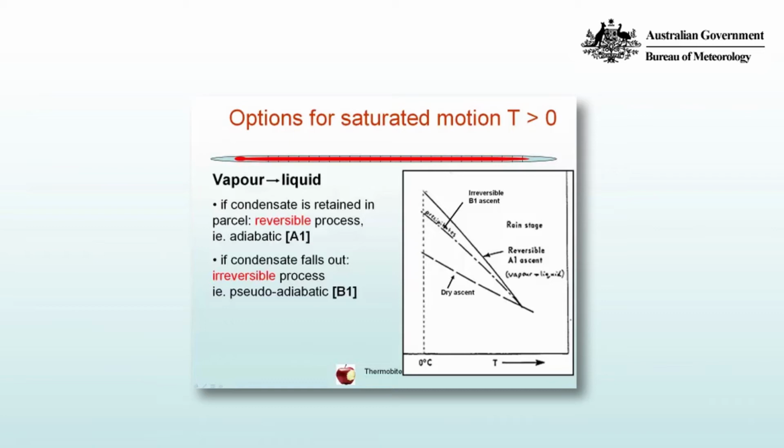You can see that the reversible ascent, the reversible adiabat, cools even more slowly than the precipitate because there's a heat content to the liquid. The liquid also cools as it rises, and that makes a contribution.